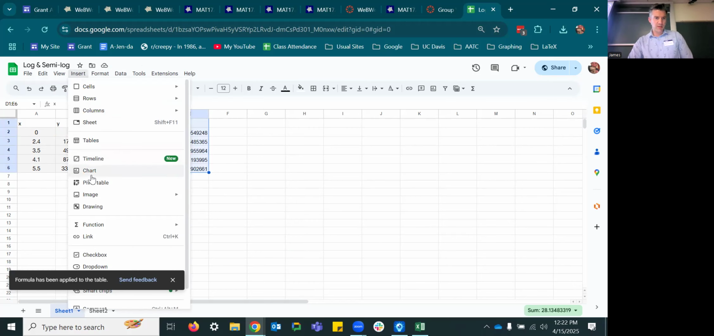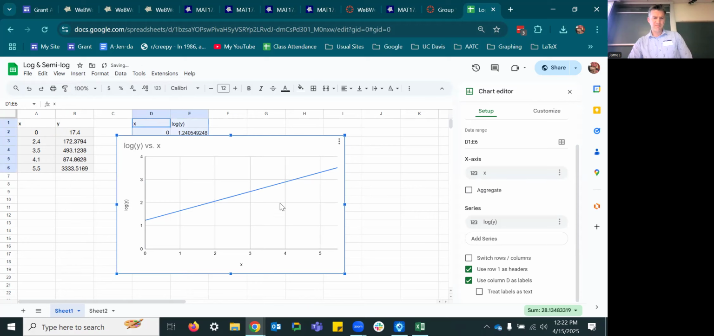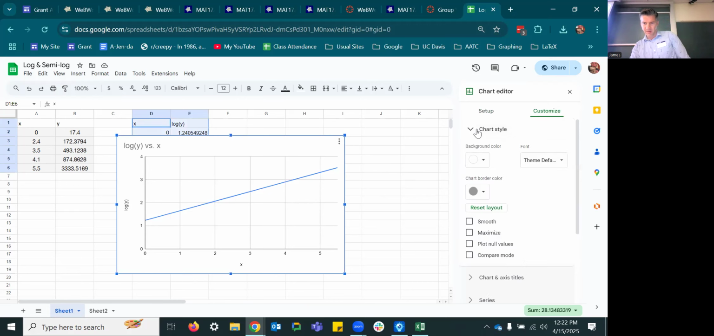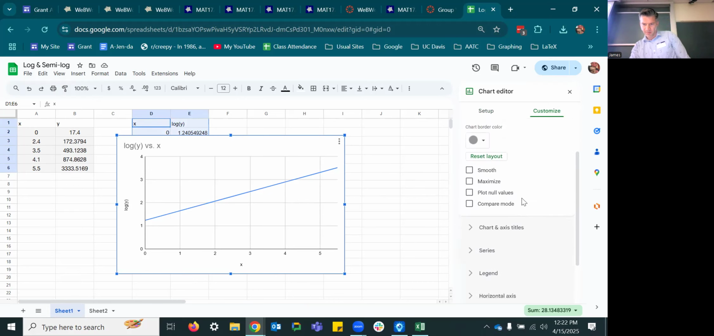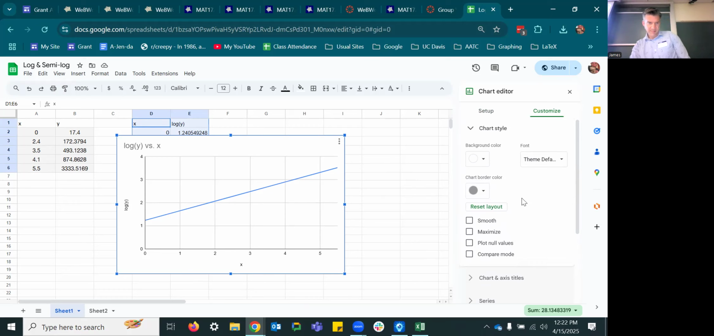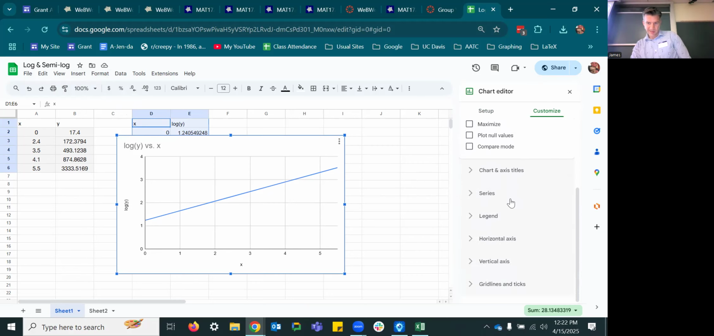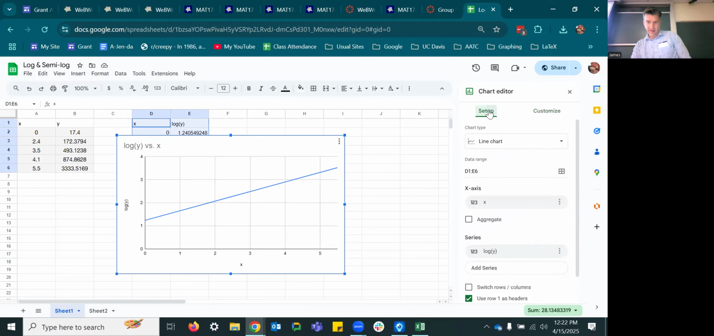So we're going to insert a chart. I'm very perturbed by this. I don't remember this. I feel like it just gave me data points last time. I don't actually remember though. Chart style. Why are you being so difficult? Yeah, there we go. There we go. Thank you so much. Appreciate it.